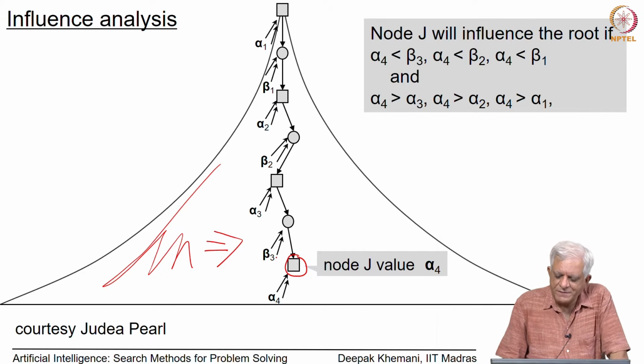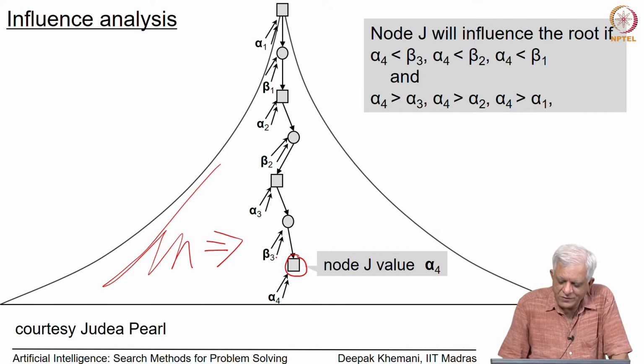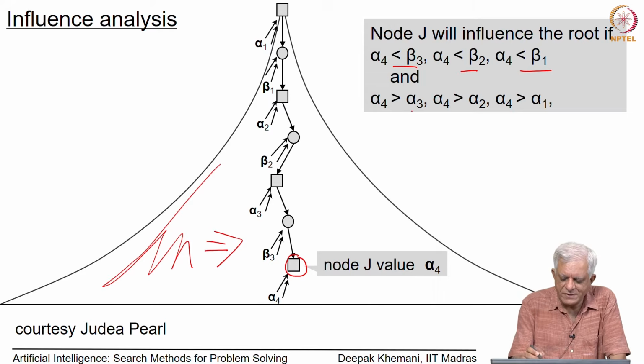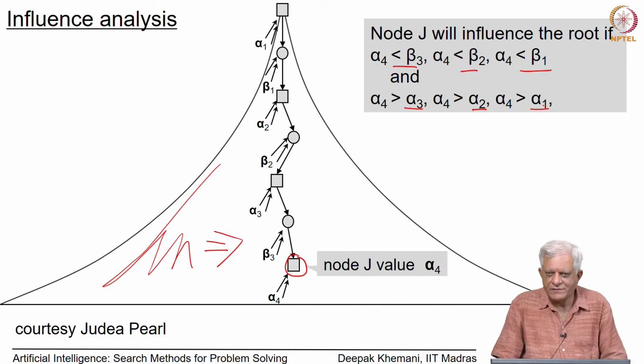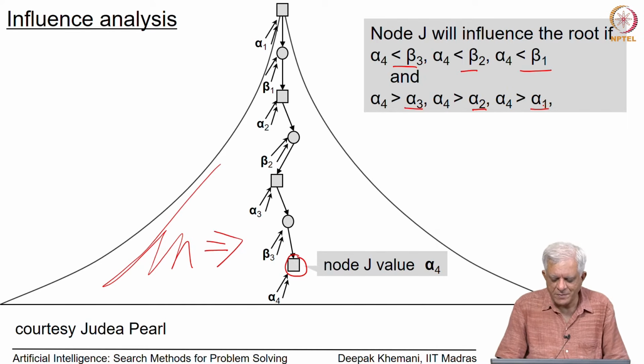So, we had observed that that node j will influence the root whenever the alpha value, which is alpha 4, is smaller than beta 3, smaller than beta 2 and smaller than beta 1, because only then will it get selected, and likewise it should be greater than alpha 3, greater than alpha 2 and greater than alpha 1, because only then this particular value would be selected.